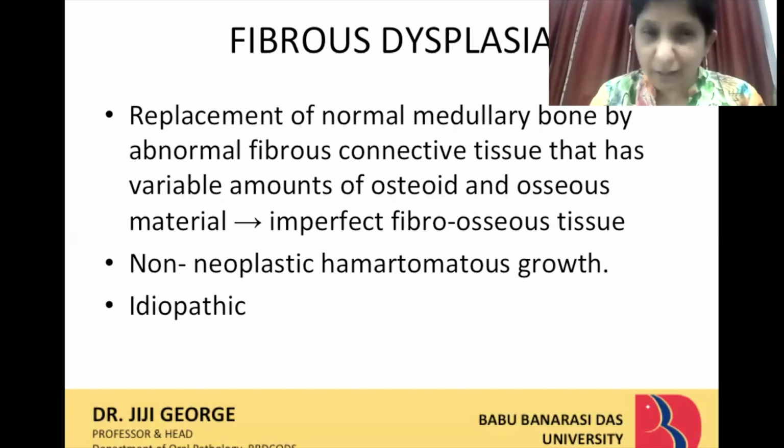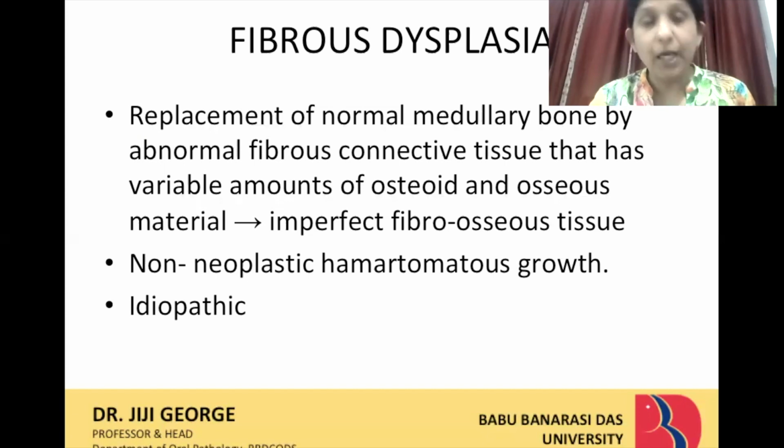So it is bone chemically and histologically, but it is not functional bone. There are certain differences between normal bone and this new bone that is formed. So that is, in a nutshell, what happens in a fibrous dysplasia. Now, it is a non-neoplastic hamartomatous growth. As I already told you, it's a hamartoma.